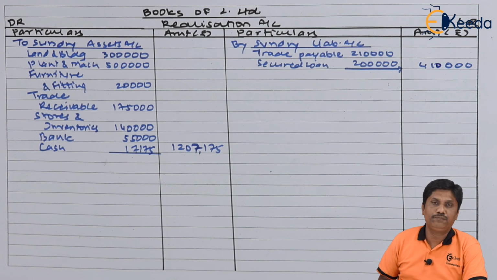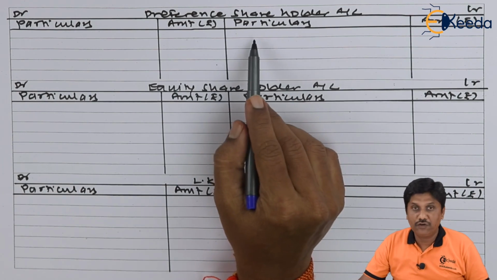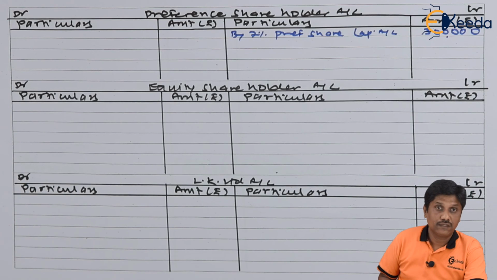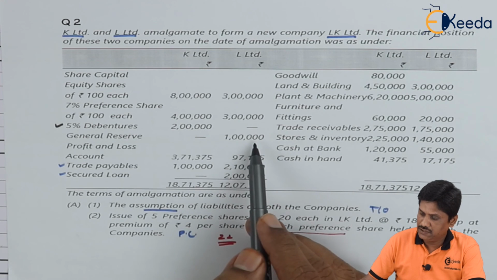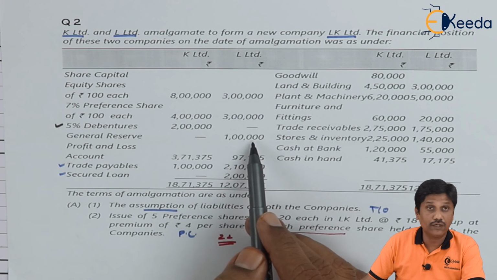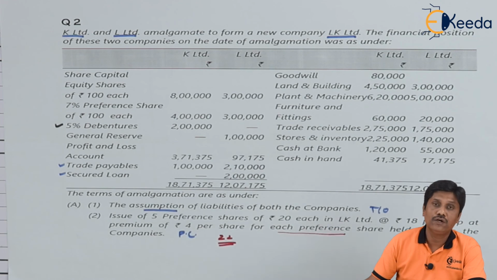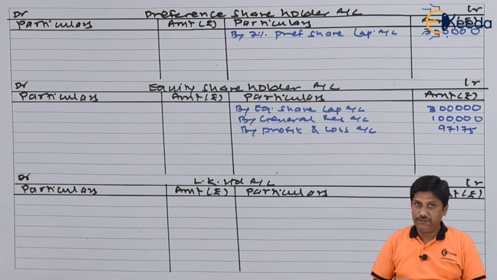So let us firstly post preference share capital to the preference shareholder account on the credit side. Here we are ready with the preference shareholder account on the credit side. I am writing: we have transferred preference share capital 3 lakhs. Similarly, equity capital and reserves will be shifted to the equity shareholder. Equity capital 3 lakhs and general reserve 1 lakh will be shifted to your equity shareholder. Of course, your P&L account also will be shifted to the equity shareholder on the credit side. Friends, so I have posted equity capital and reserves to the equity shareholder account.